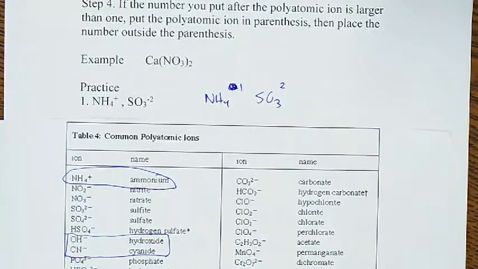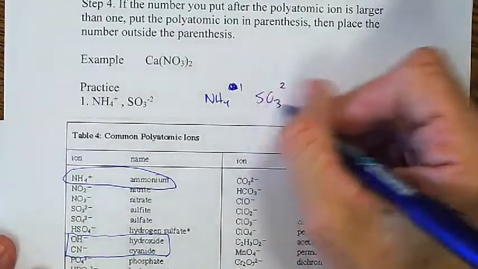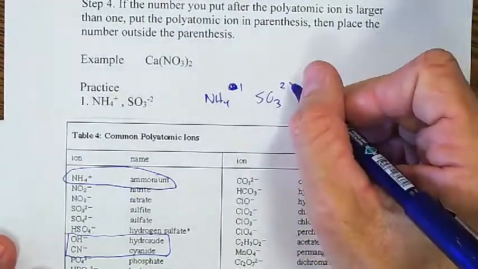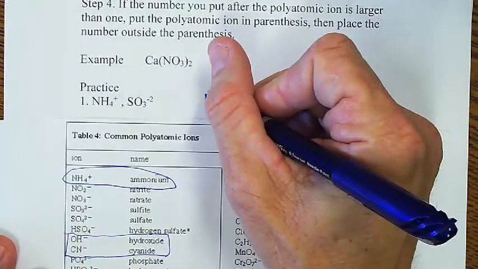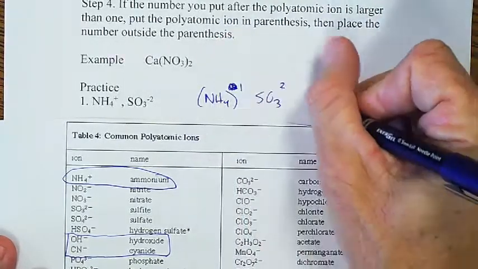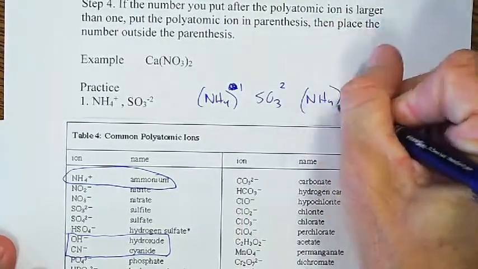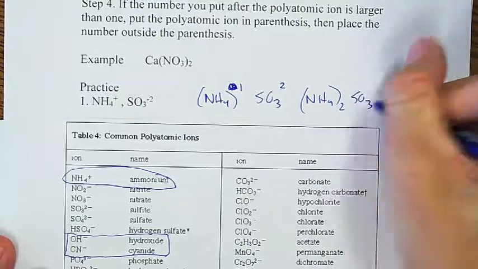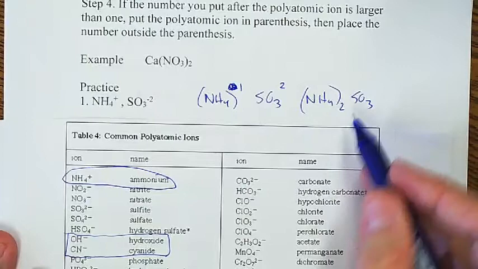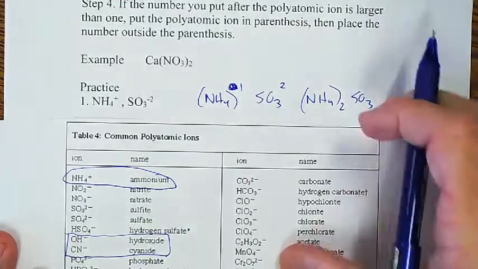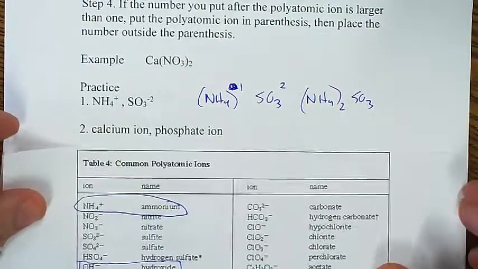Rules are always the same. We cross the charges, and the only thing different now is if you bring a number down larger than 1 below a polyatomic, you got to put it in parentheses. That number is not larger than 1, so don't change that. That's sulfite. Don't change it. Now, this number is larger than 1. You got to put it below NH4. You got to put it in parentheses first, then the number. So NH4 parentheses 2 SO3. That compound would be called ammonium, because that's what NH4 is, and sulfite. That's what SO3 is. That'd be the name of that compound.